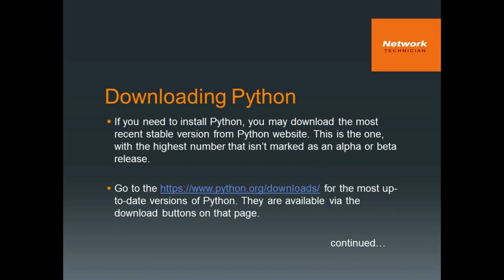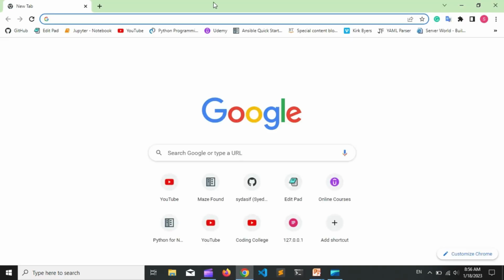If you need to install Python, you may download the most recent stable version from the Python website. This is the one with the highest number that isn't marked as an alpha or beta release. Please see the Python download page for the most up-to-date versions of Python for Windows and for other operating systems. Open the browser of your choice and head over to the Python website for downloading the most recent version of Python.